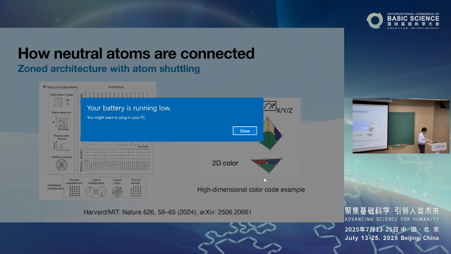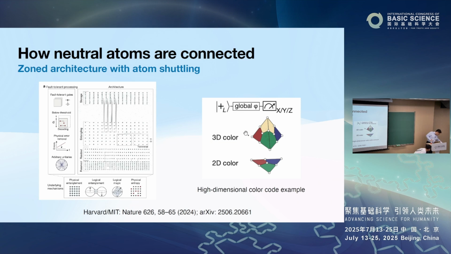Oh, this computer is running out of battery. Thought it's connected. Oh, okay, there we go. Sorry about that.